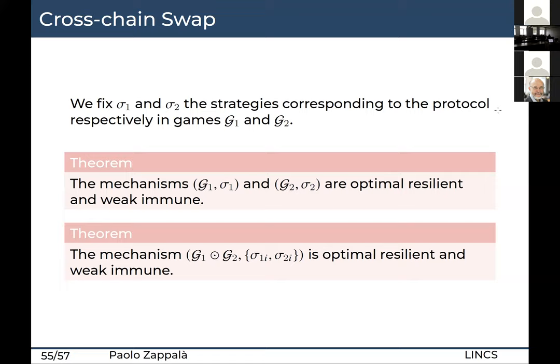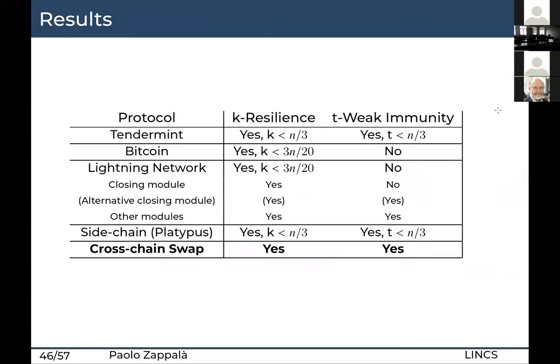So we can do that with the cross-chain swap, and we can do that with any other protocol. For example, the Lightning Network is based on Bitcoin. So we prove the result for the Lightning Network, and we take some hypotheses from the Bitcoin game. We put them together and analyze them separately, and then we get the final result, that is the maximum number of players that we can take into account, either rational or Byzantine.